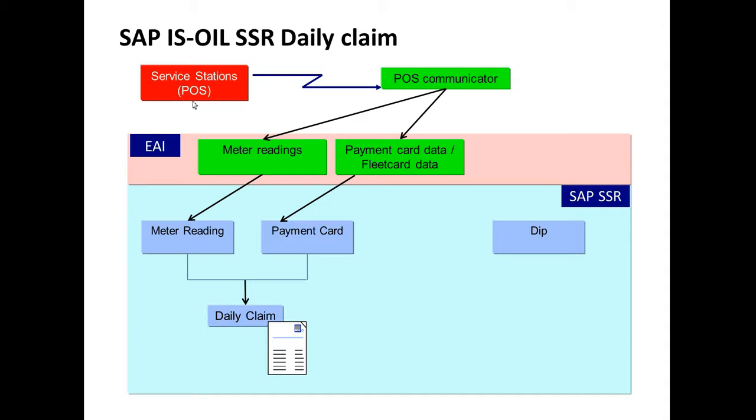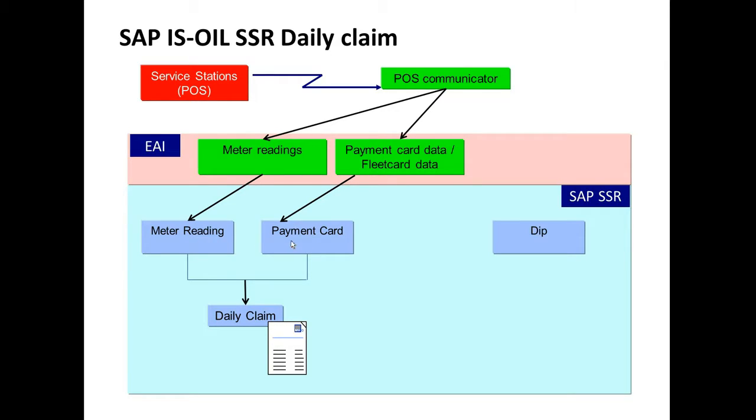If you look at the information which is normally needed to create a daily claim, and the daily claim is more like a cash calculation of the money you expect from your dealer, that information will be sent from the service station to a kind of middleware where two data elements are created. First of all, the meter readings, and secondly the payment cards.